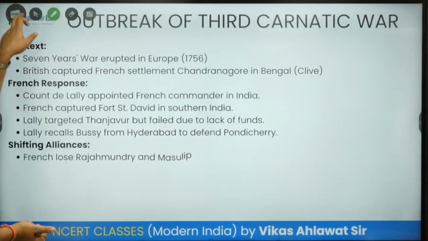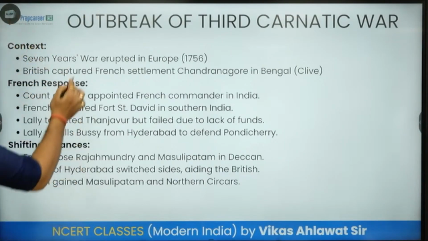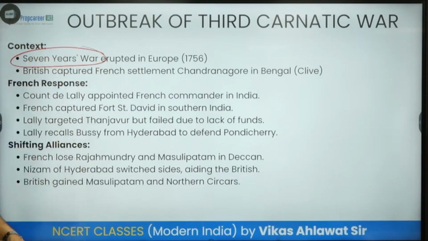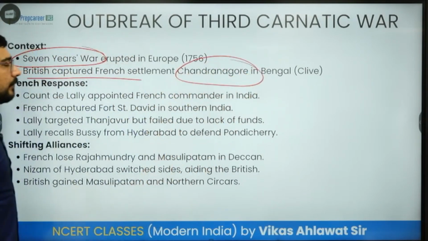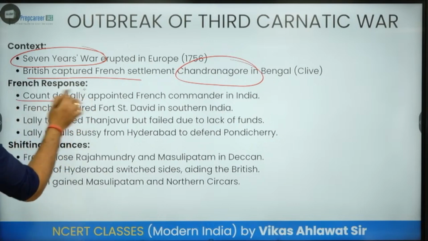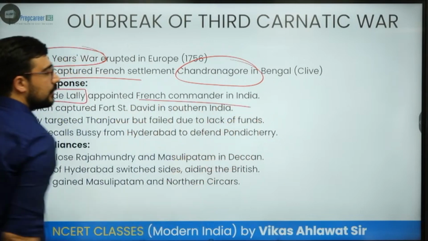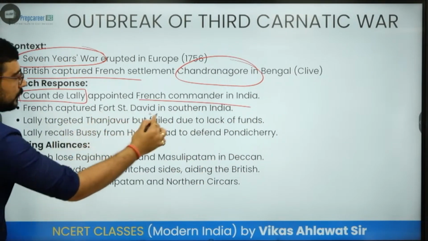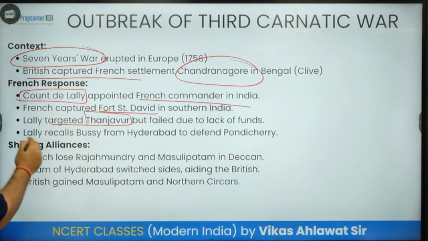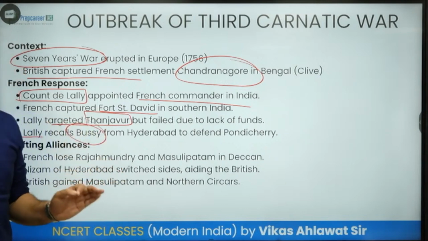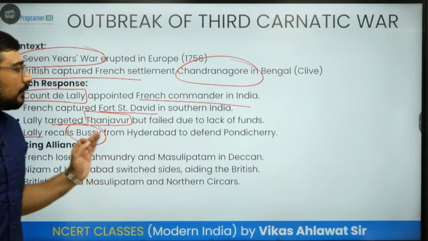So the outbreak of the Third Carnatic War, as we have already seen, was because of the 7-year war which was fought there. The British captured the French settlement in Chandarnagar, which we have already seen. Count de Lally was appointed as French commander in India. He captured Fort St. David in southern India. He targeted Tanjore but failed. Then he even recalled Bussy, who was stationed at Hyderabad. But this was a very big mistake.